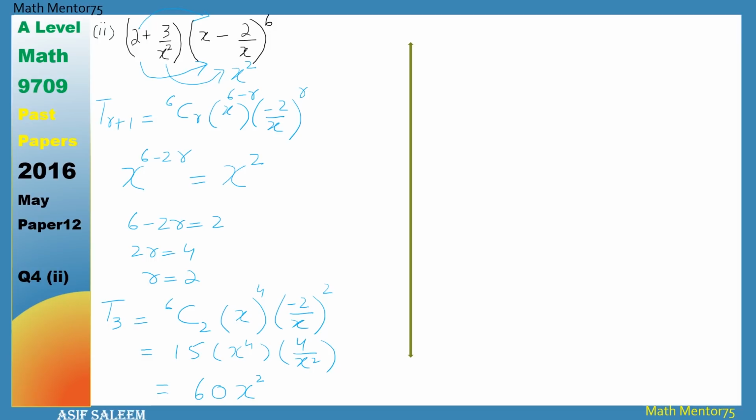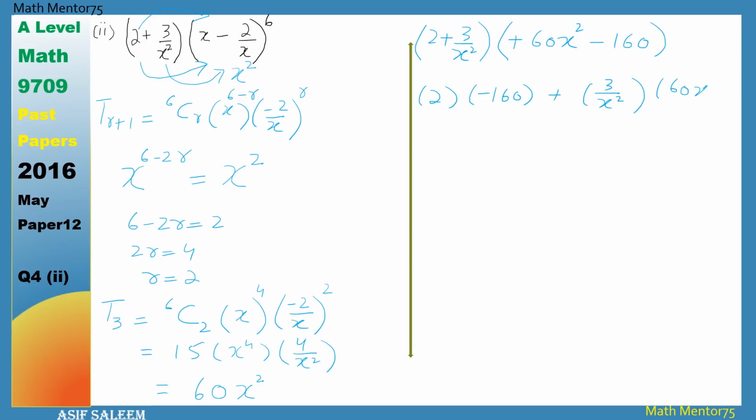Now let's write down the question. Our first factor is 2 plus 3 over x square, and from the binomial theorem we have extracted only two terms which will give us x raised to the power 0 as a product. First term is 60x squared and the other one is minus 160. Now we multiply 2 with minus 160 so that we have a term independent of x, and 3 over x squared with 60x squared. Now let's simplify.